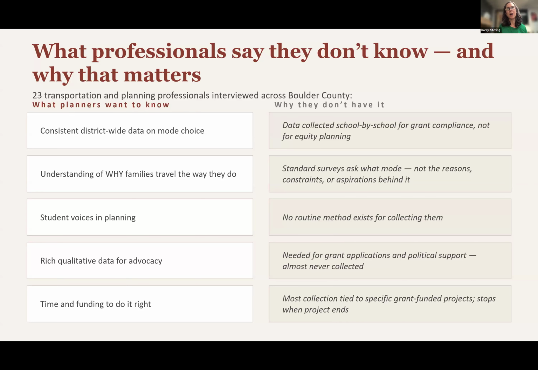We talk a lot about the importance of quantitative data and needing numbers and large percentages. My study was really focused on qualitative information, which means the whys and the hows behind the numbers. So that rich qualitative data, planners actually want that, because it helps them make the political case for making certain decisions. We really need to have quotes and voices and documentation of experiences to justify to our decision makers why something matters, not just statistics.